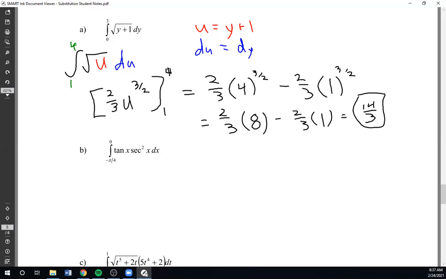The reason I'm going to make u tangent of x is my other big clue for what to make u is the derivative is somewhere else in the problem. Because what's the derivative of tangent? Oh, it's secant squared. And look, there's secant squared right after it.